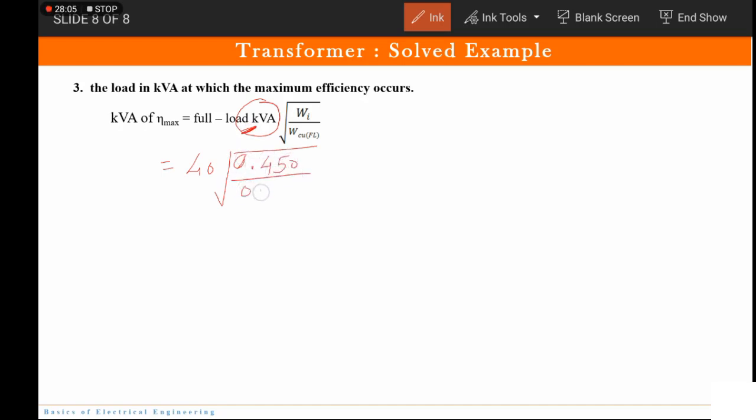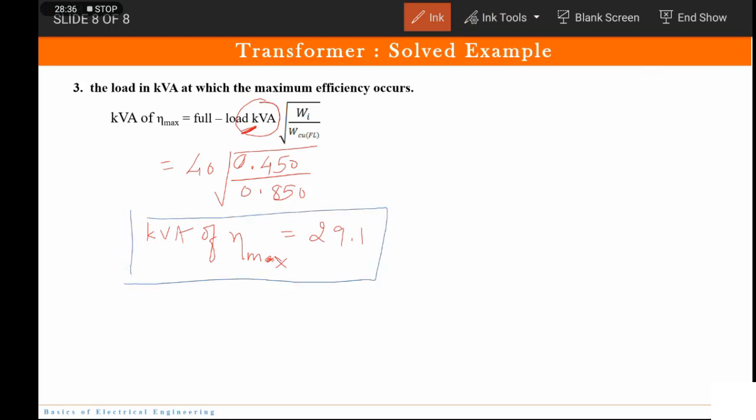So it becomes 0.450 upon 0.850. So the value comes out to be kVA of eta max, that is at maximum efficiency, 29.1. So the answer is 29.1. At maximum efficiency, kVA is 29.1.